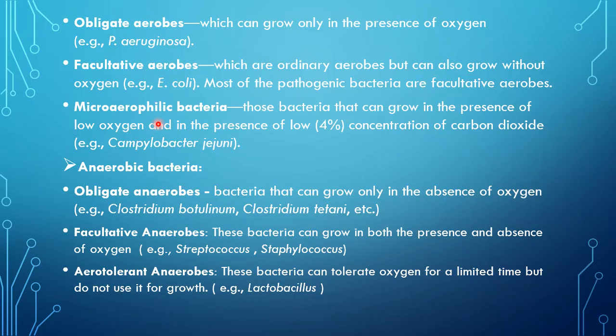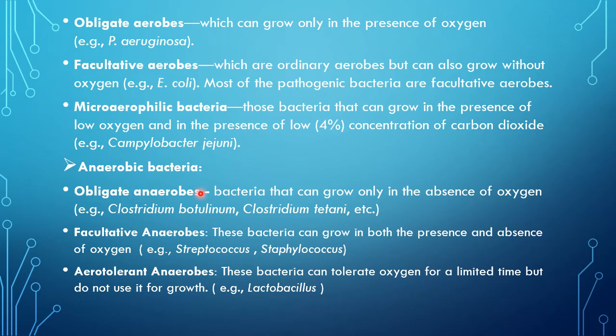Then the third type is microaerophilic bacteria. As the name tells here, micro means small, aerophilic is air, that is, less amount of air. So those bacteria that can grow in the presence of low oxygen and low concentration of carbon dioxide. Even if the amount of oxygen is less, they can grow and survive very easily. Such bacteria are microaerophilic bacteria. Example is Campylobacter jejuni.